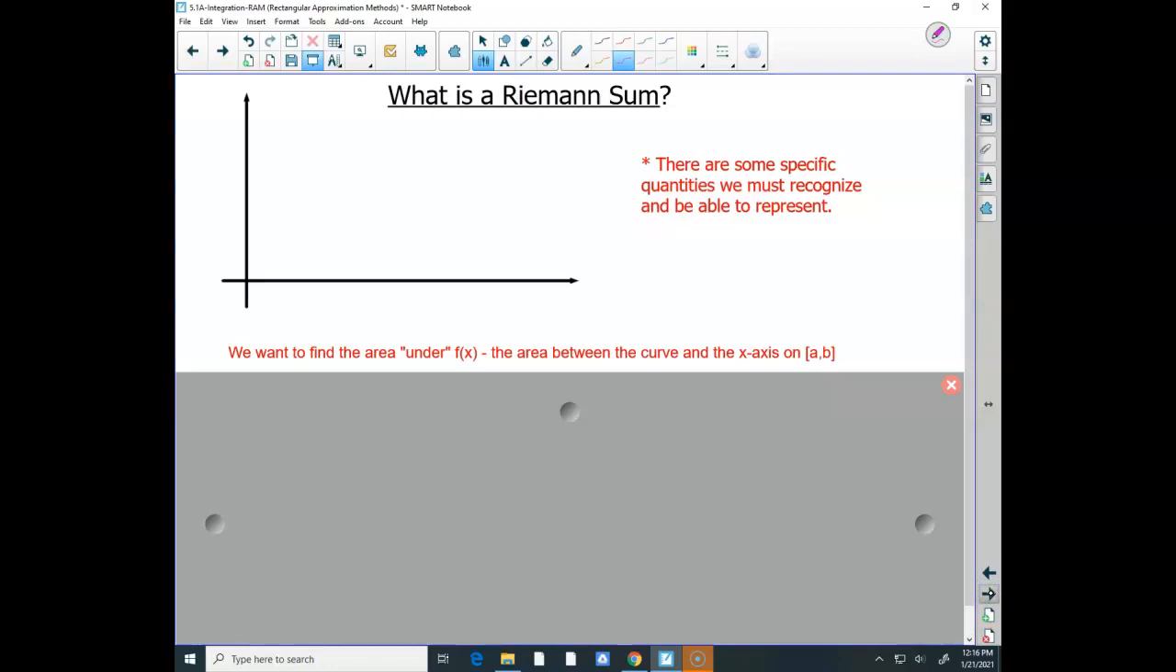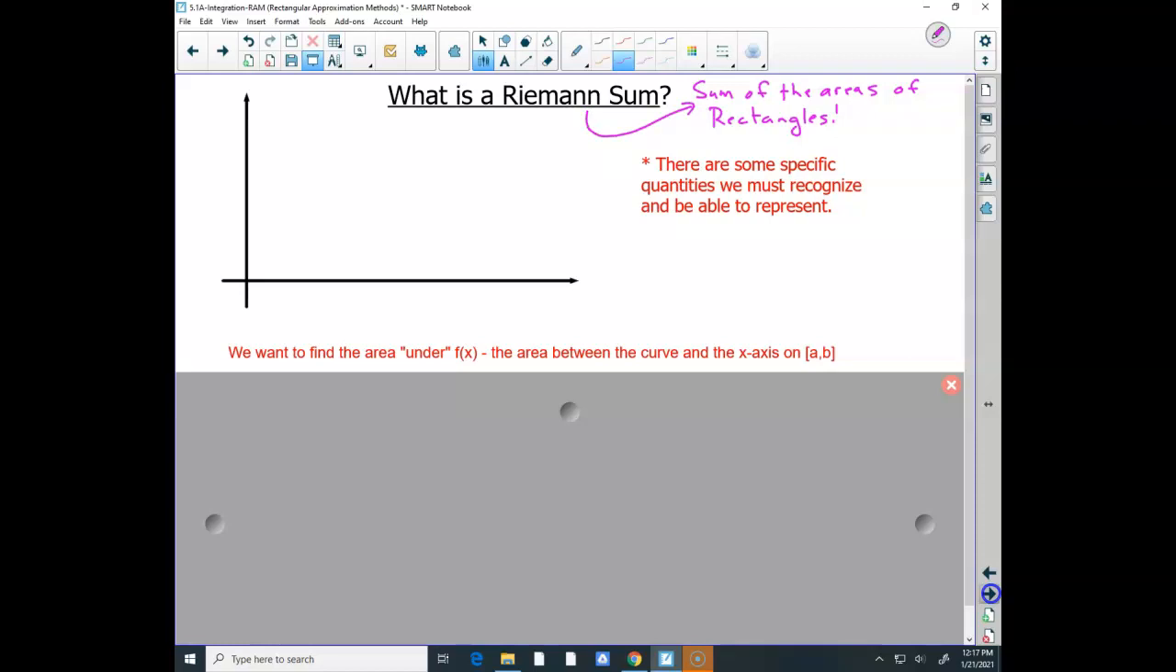What is a Riemann sum? Well, what is a Riemann sum? A Riemann sum is the sum of the areas of rectangles. Okay? And it could be 2 rectangles, it could be 10, 15, 100, 1,000, or an infinite number of rectangles. That is what a Riemann sum is.